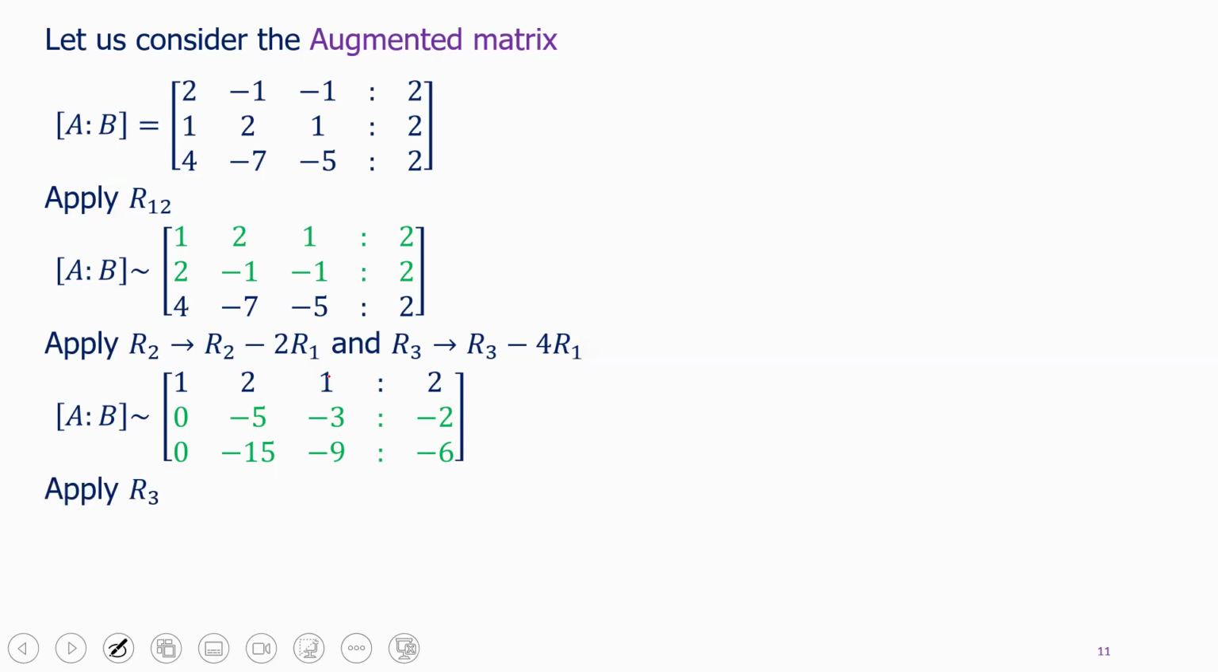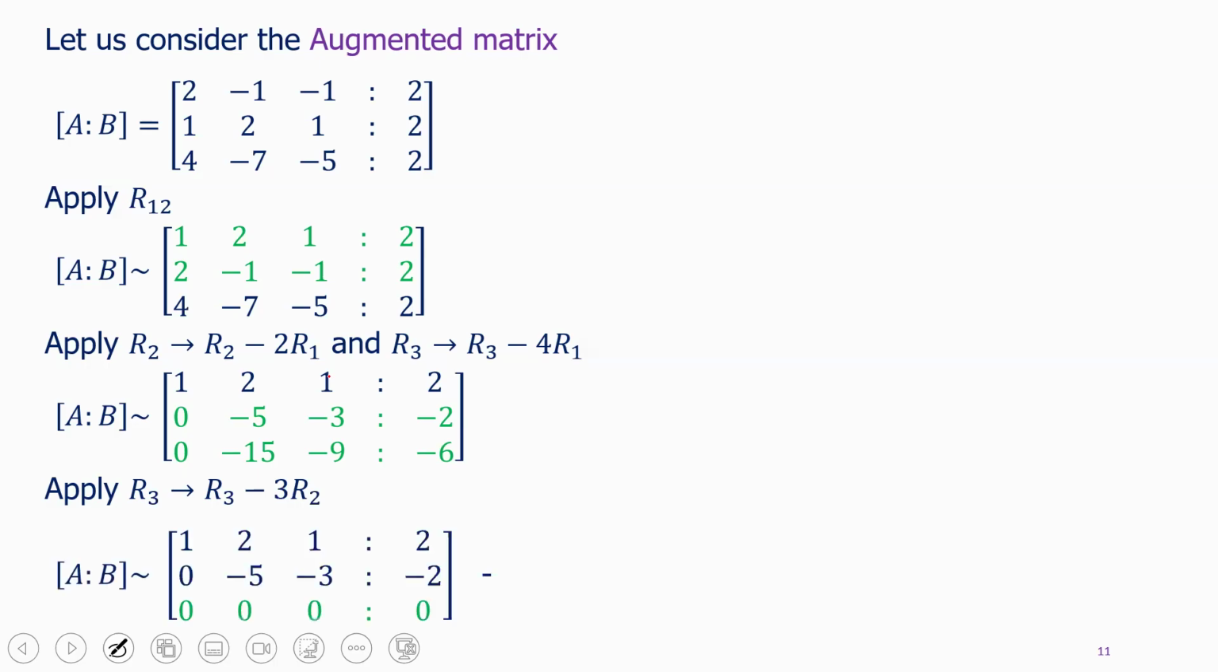What should the operation be? R3 minus 3R2. There is no change in the first two rows, but in the last row, if we multiply the second row by 3 and subtract it, what will happen? Minus 15 plus 15 is 0, minus 9 plus 9 is 0, minus 6 plus 6 is 0. So we have 1, 2, 1, 2; 0, minus 5, minus 3, minus 2; 0, 0, 0, 0.